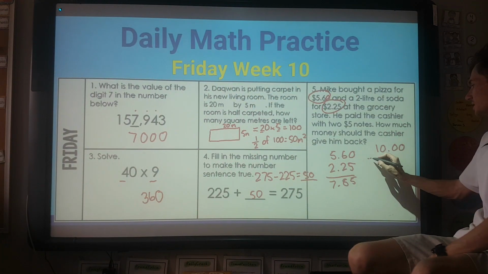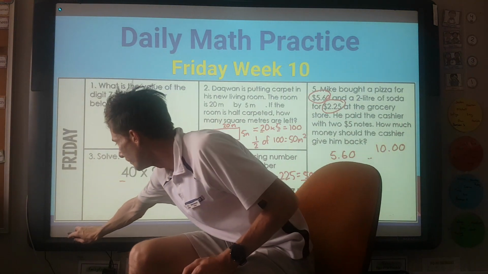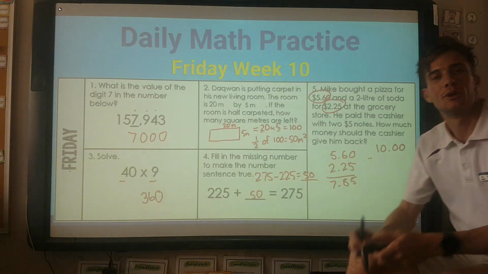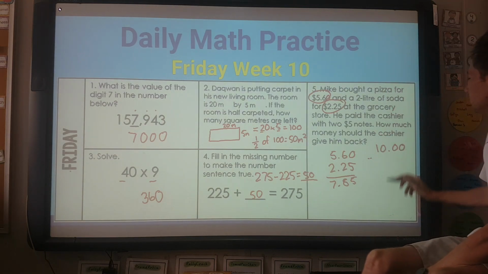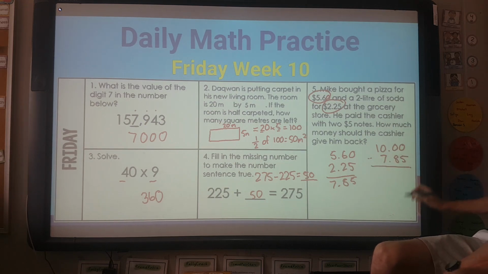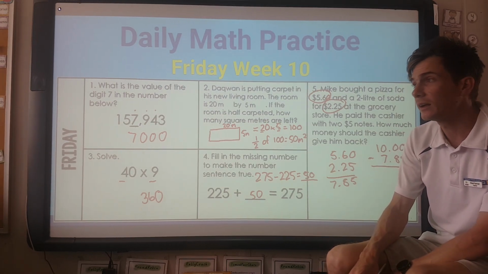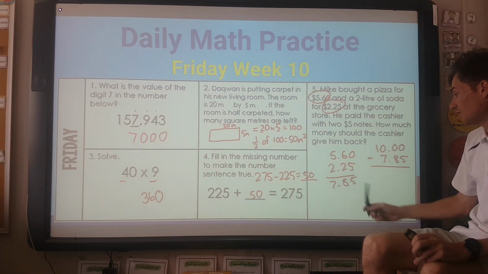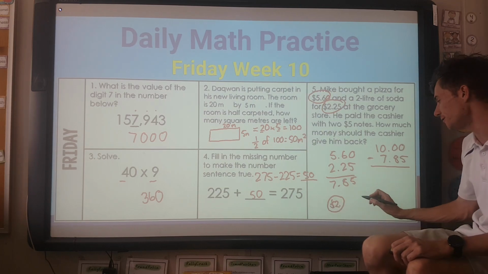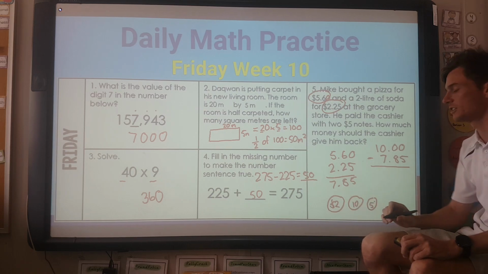So Mike's paid $10 and he's going to pay $7.85 for the shop. So if we do $10 take away $7.85, we'll get what he has left. The other thing that we can do, if we have $7.85 and he gets $2 back, he's going to have $9.85. Plus 10 cents is $9.95, and plus 5 cents is going to be $10.